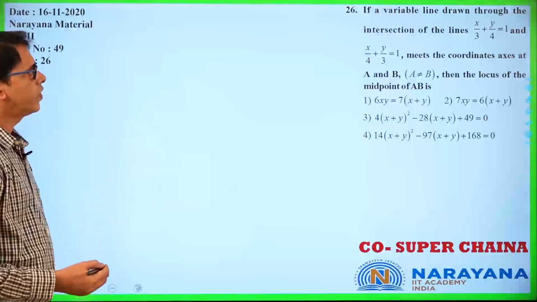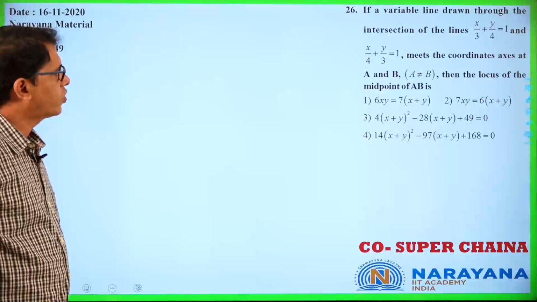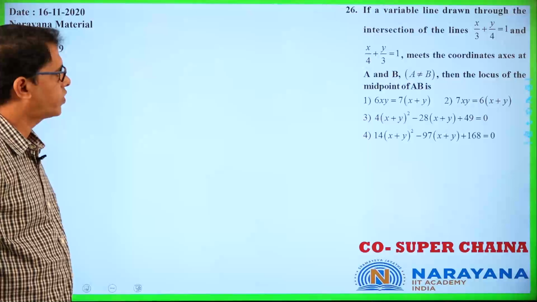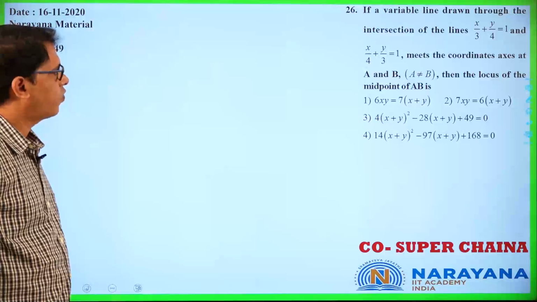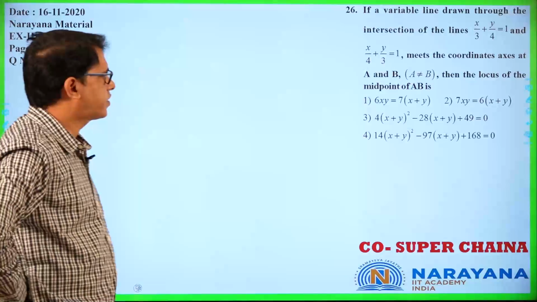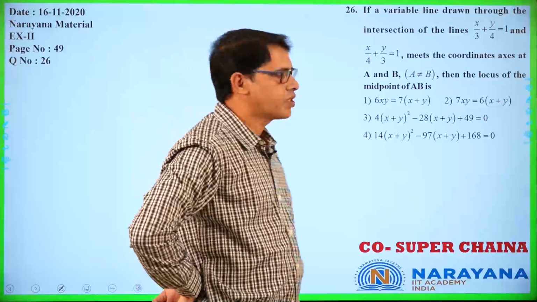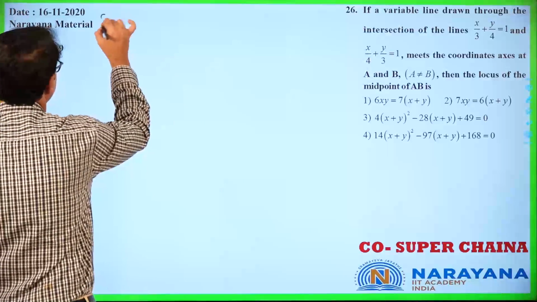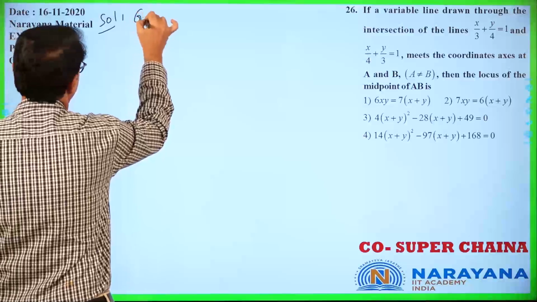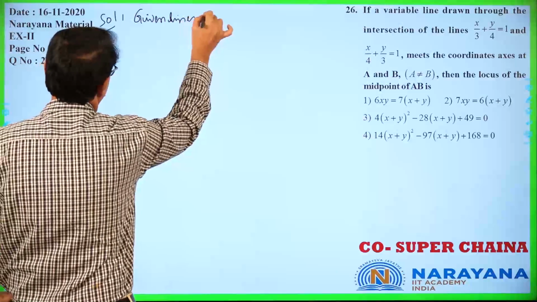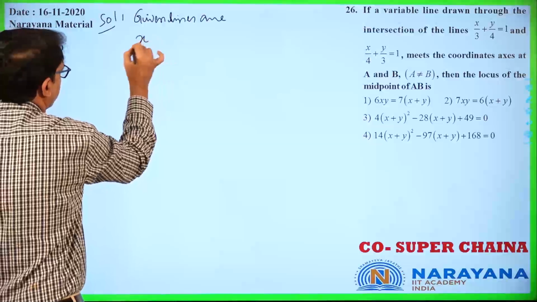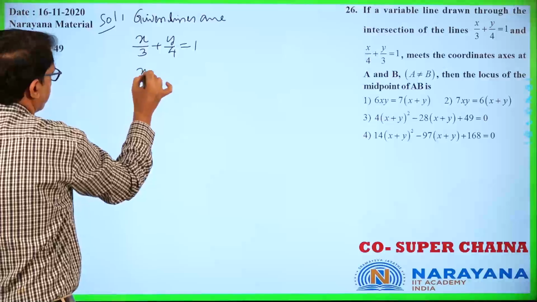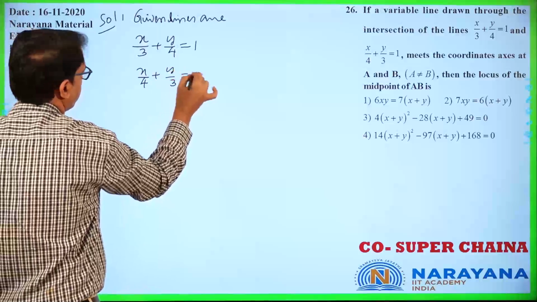See, if a variable line drawn through the intersection of the lines x by 3 plus y by 4 equals 1 and x by 4 plus y by 3 equals 1 meets the axis at A and B, then the locus of the midpoint. Now, one question on locus. Okay. Now what are the given lines? Given lines are x by 3 plus y by 4 equals 1. Another one, x by 4 plus y by 3 equals 1.